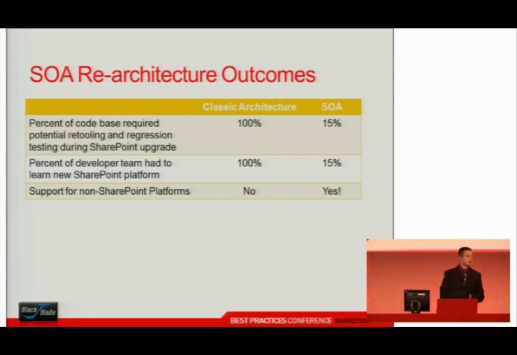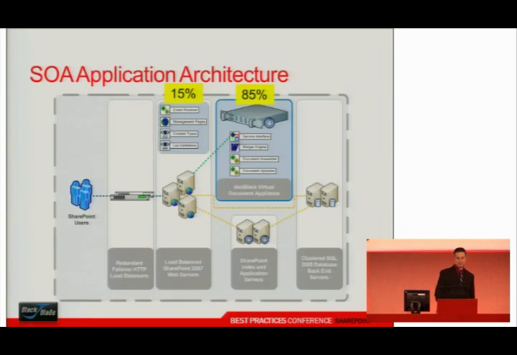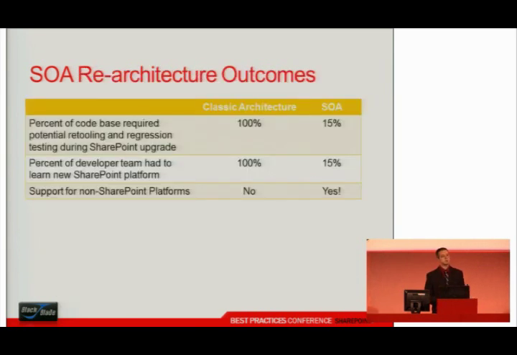The other part that was actually kind of nice is it changed our staffing requirements for this application. Because 85% of this app did not rely on SharePoint, that means that 85% of the development team didn't need to be SharePoint resources. We could actually hire good developers who may not know SharePoint, and they could still help us write this application. And now only 15% of the people on the team actually had to know SharePoint in order to be able to work on this application. And of course, because 85% of this application did not need SharePoint, that means that we had a much easier time supporting non-SharePoint platforms with this application.